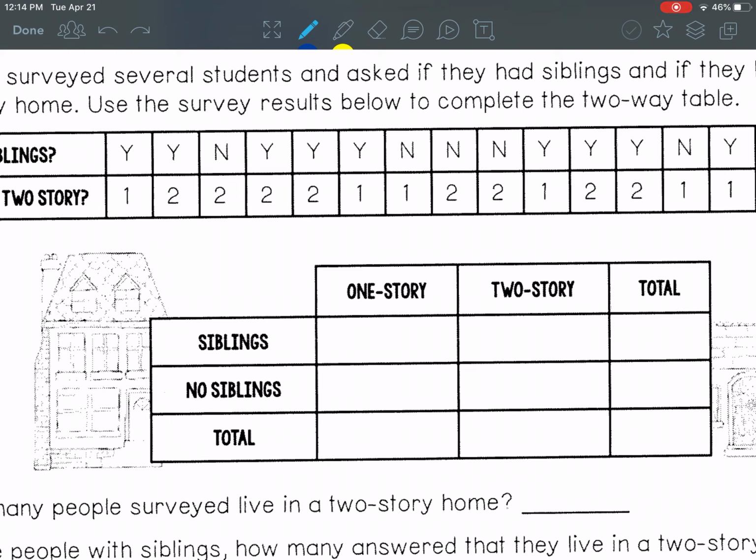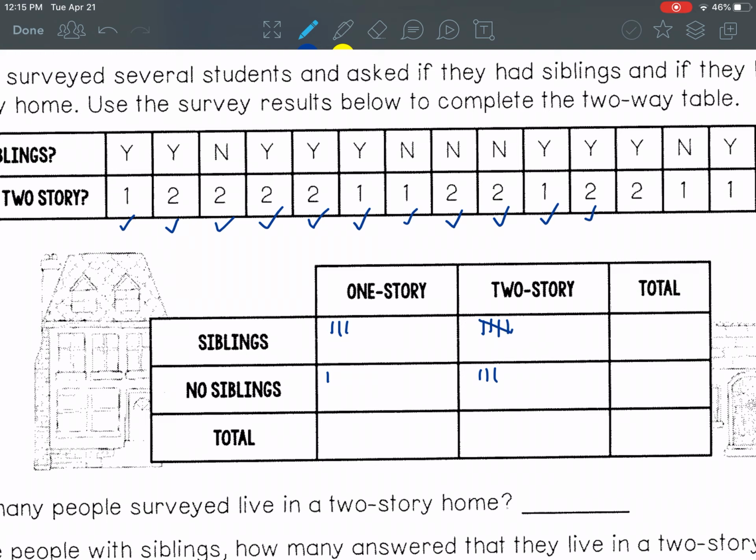So yes siblings, 1 story, yes siblings, 2-story, and I kind of mark them off as I go so that I know I've used all the data points. No siblings and 2-story house. Yes siblings, 2-story house. Yes sibling, 2-story. Yes sibling, 1-story. No siblings, 1-story. No siblings, 2-story. No sibling, 2 stories. Yes, 1. There we go. Yes, 2.